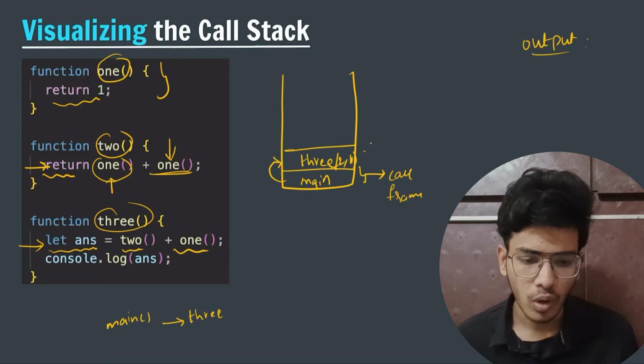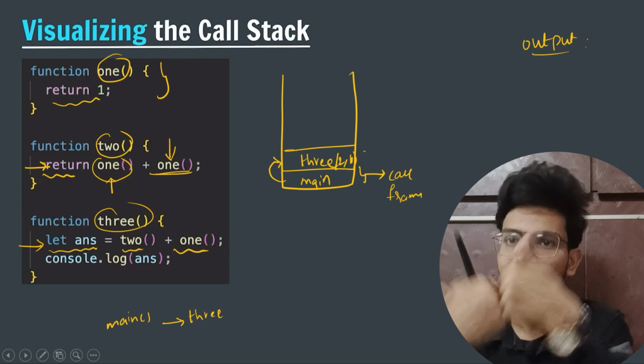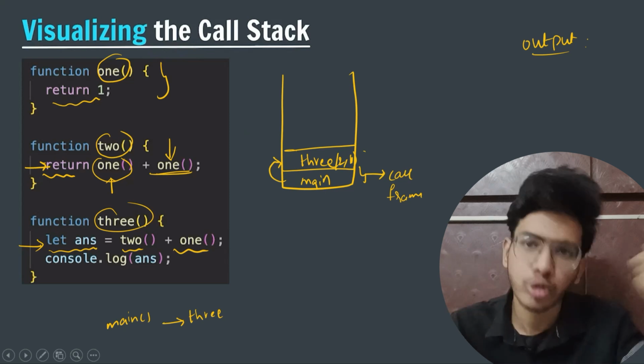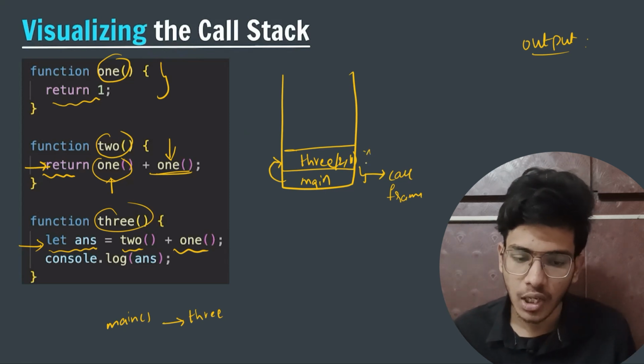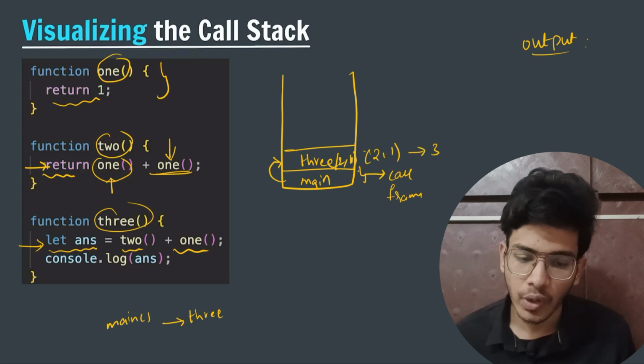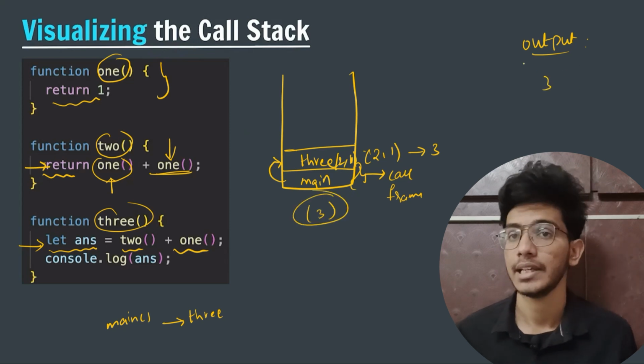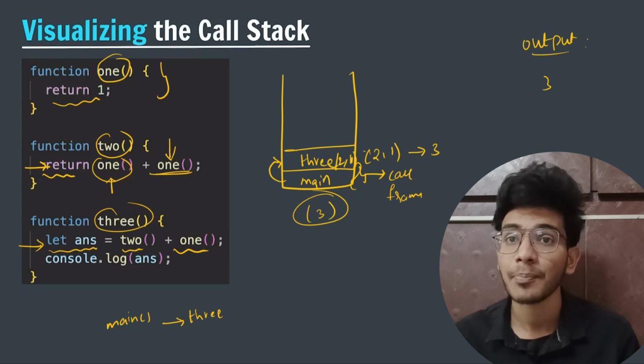Now after getting the 2 returned values, we are adding those 2 returned values. So the returned values are 2 and 1. We are going to add these 2 values and we will return the output to the main program. So in the main program we are going to print 3, so the output will be 3. Like this we visualize a particular stack.